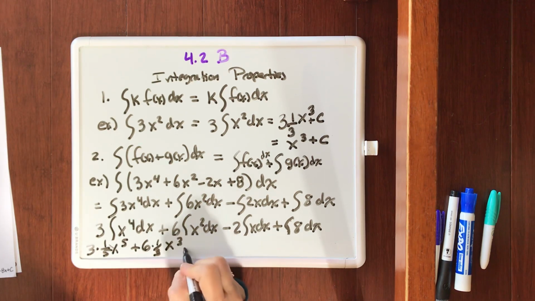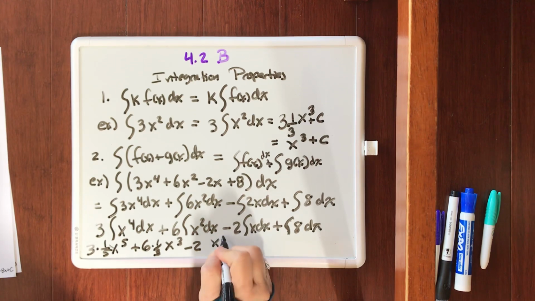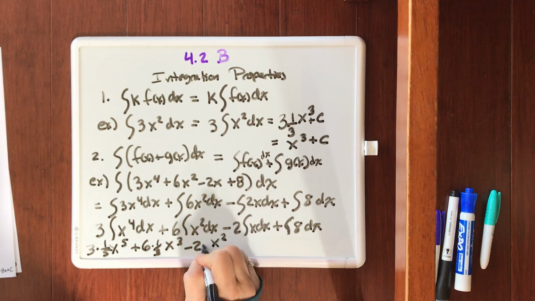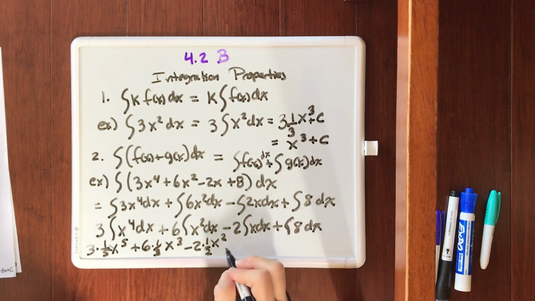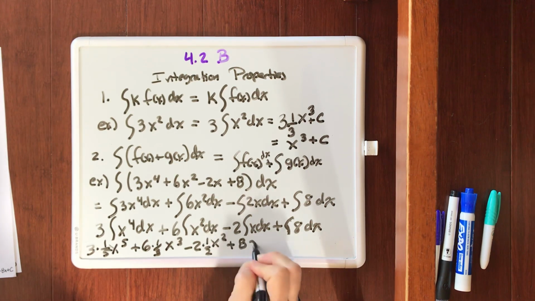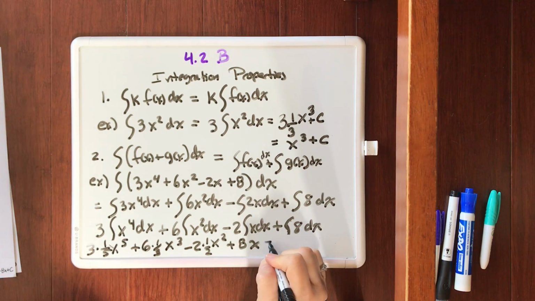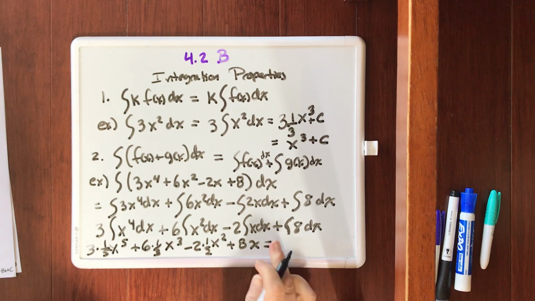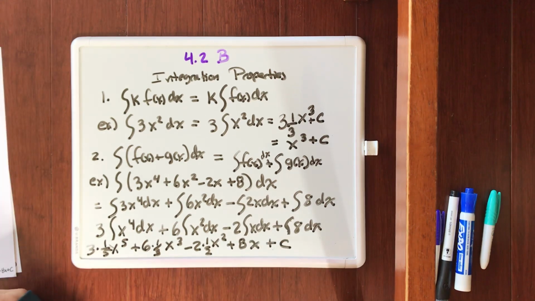Next one, keep the -2 there. Add 1 and multiply by 1/2. Then the last one, plus 8x. All right. Now, am I forgetting something? Yes, I am. You're right. I'm forgetting a plus c. Don't forget that plus c when you have an indefinite integral.